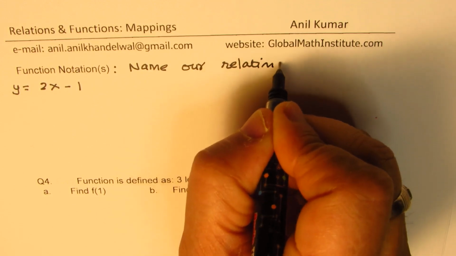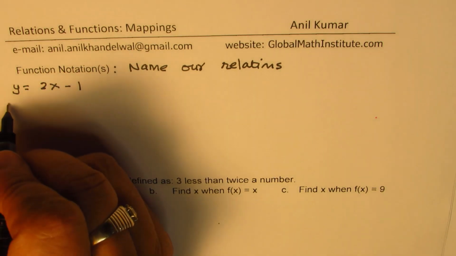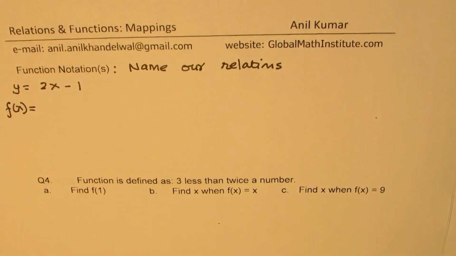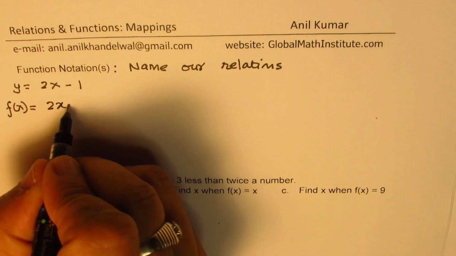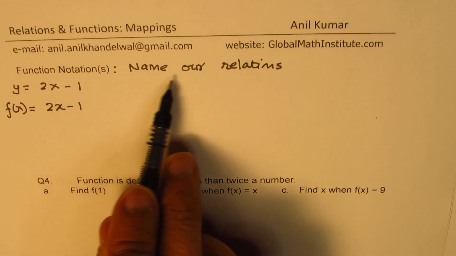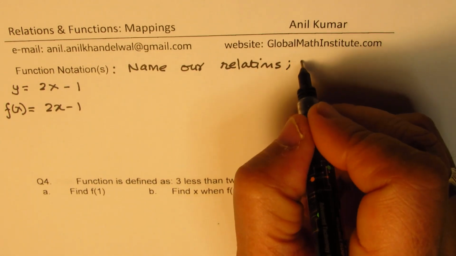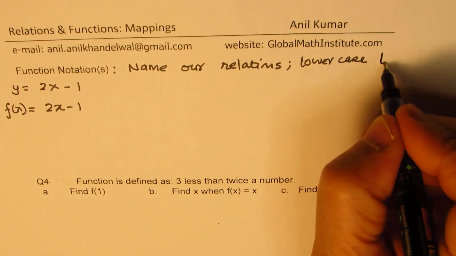Right. So the general term is relations. You could use functions also, so we'll name it as f of x. Now specifically, if I write f, it means a function, okay? So we could also write the same equation as f of x equals 2x minus 1. So we name our relation. Normally the names are any alphabets, lowercase letters.